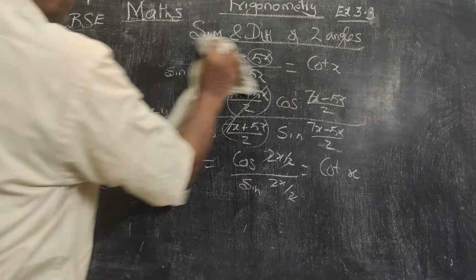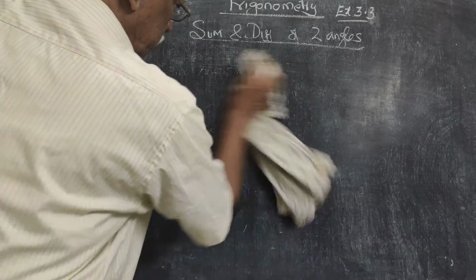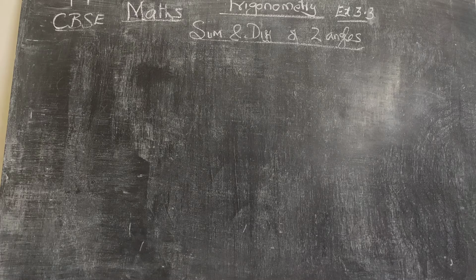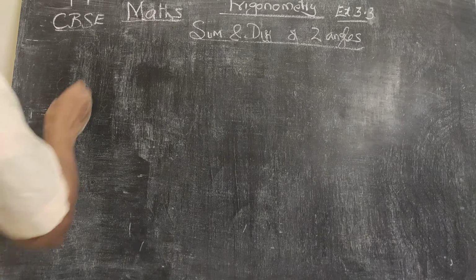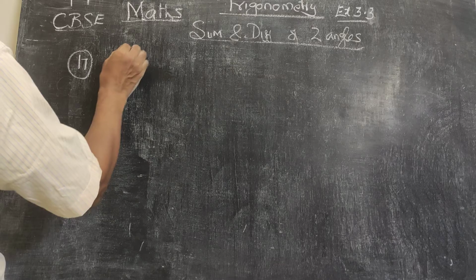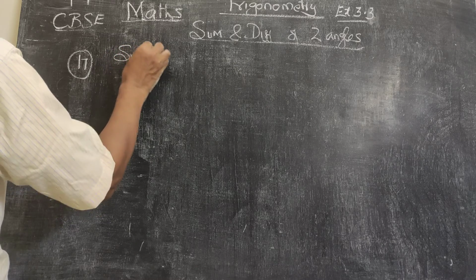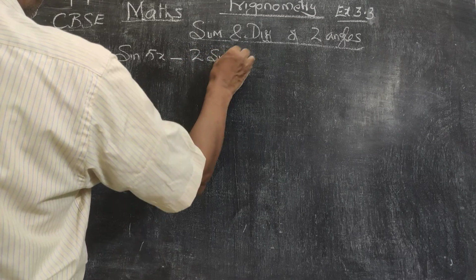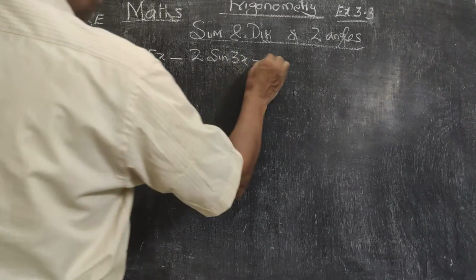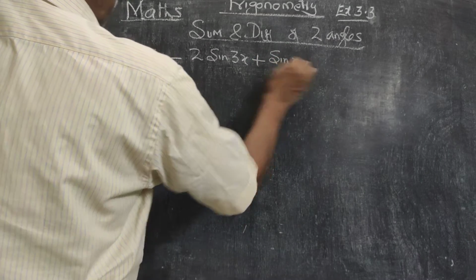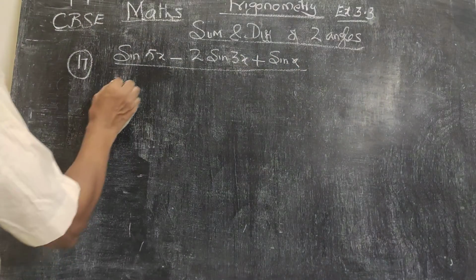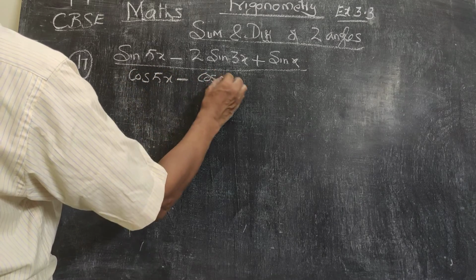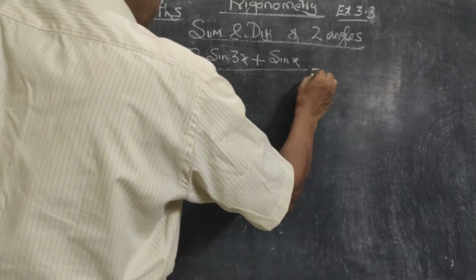Question number 17. Prove that sin 5x minus 2 times sin 3x plus sin x, the whole thing by cos 5x minus cos x, equal to tan x.